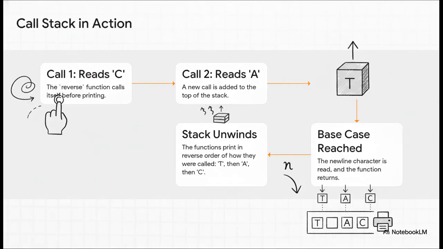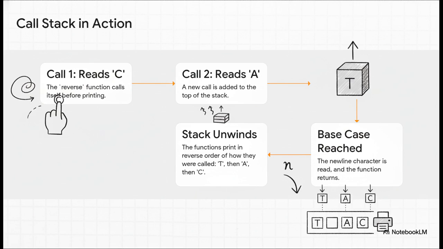So let's trace this with a real example. Imagine you type cats and hit enter. The first reverse call reads the C and then immediately calls itself. That new call puts a plate on the stack, reads the A and calls itself again. Another plate. This one reads the T and calls itself again. Finally, the last call reads the new line, the enter key. That's the base case. So now the stack starts to unwind.